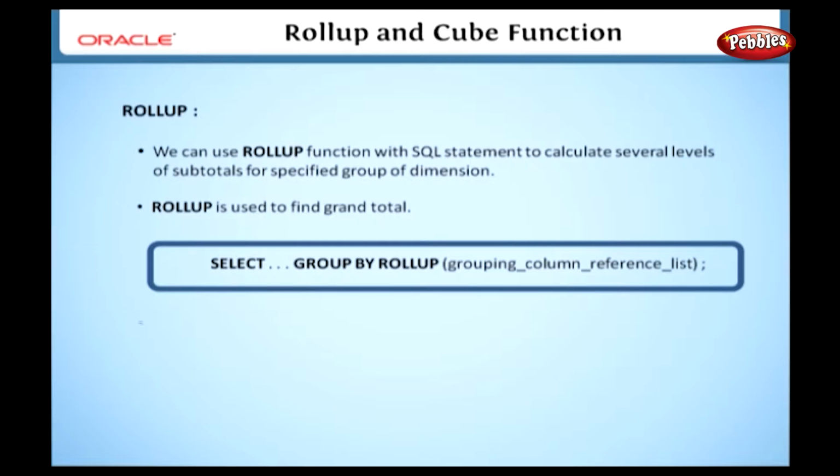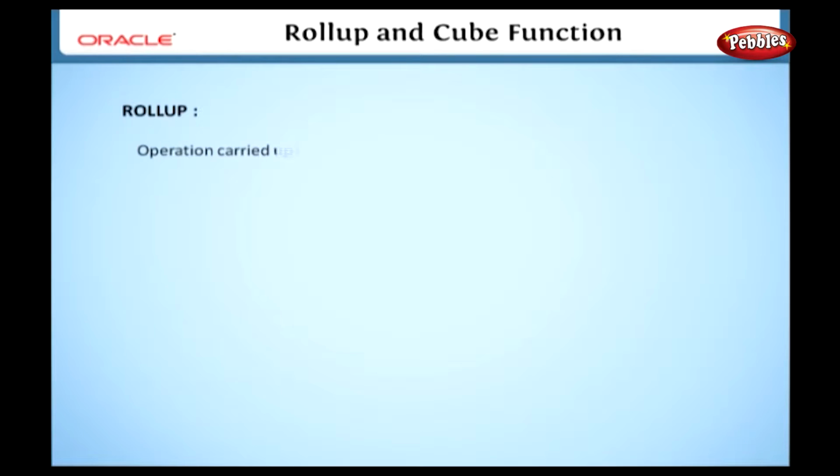Select, Group by Rollup, Grouping Column Reference List. We have to use the Rollup function with the group by clause. Rollup takes arguments as an ordered list of grouping columns.